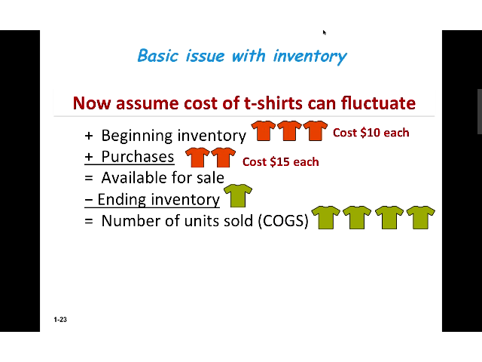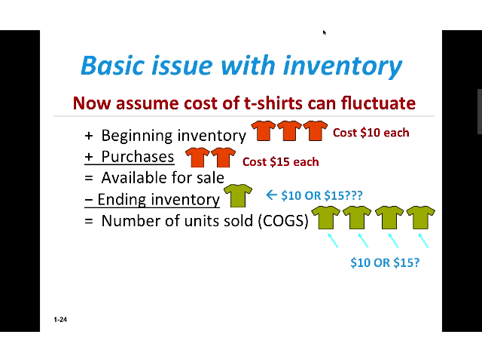Now assume the cost of t-shirts can fluctuate. This is real life. Costs change. So in this case, let's assume, so now we're just putting numbers on here. Beginning inventory costs $10 each. Now during the period, the purchases cost $15 each. So the cost of t-shirts went from $10 to $15 during the period. Okay, so now we're getting to the issue here. So my available for sale is still the same. My available for sale is the 3 at $10 each plus the 2 at $15 each.